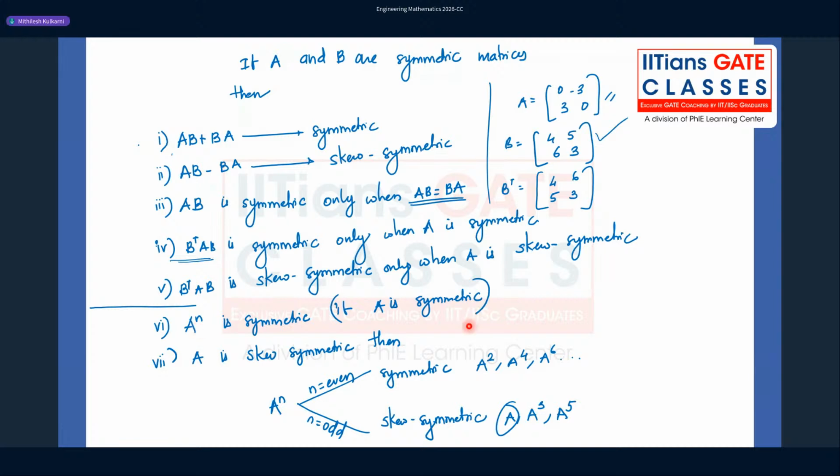If A is symmetric, then A to the power n is always symmetric. N can be anything. N can be 2, 3, 4. So A square, A cube, A raised to the power 4, all are symmetric. So if A is symmetric, then A raised to the power n is also symmetric.